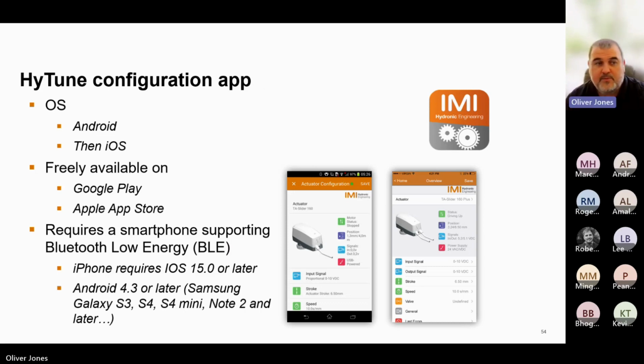HiTune is our configuration app. It's available on Android and iOS, Apple Store and Google Play. For iPhone, it requires iOS 15 or later, and Android thusly requires 4.3 or later. That may have changed because this is an older configuration, so the minimum requirements will be listed on the Play Store. It no longer looks like this, unfortunately. This is a slightly older presentation, but the screens are now updated and you get a lot of information from each.